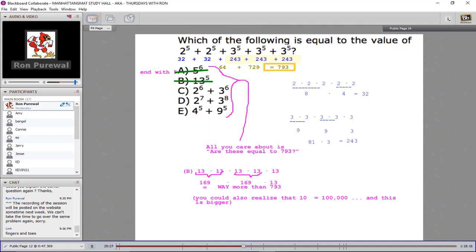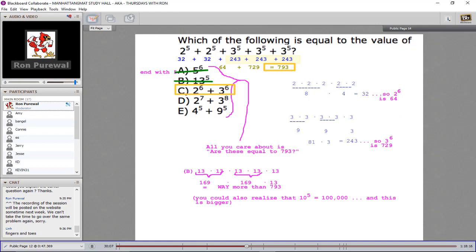That works too, 10 to the 5th. 2 to the 6th plus 3 to the 6th. I mean, well, so 2 to the 5th is 32. So 2 to the 6th is 64. And this is 3 to the 5th, so 3 to the 6th is another 3 times that. So there you go. That's the right answer. 64 plus 729.